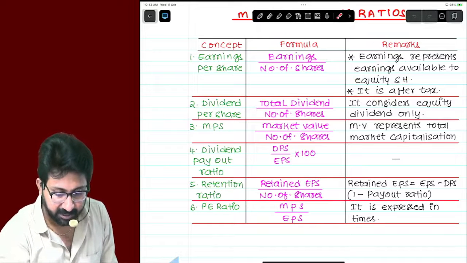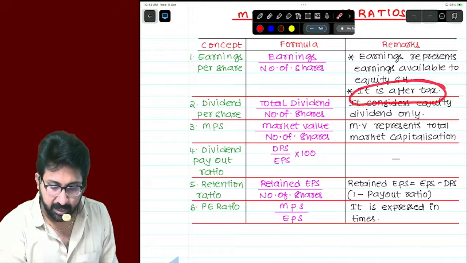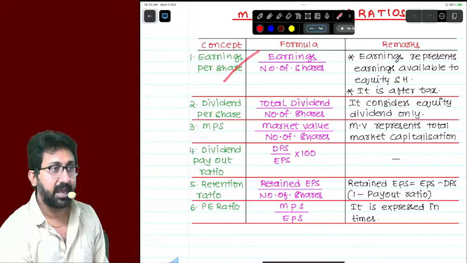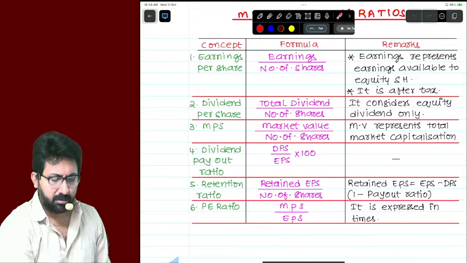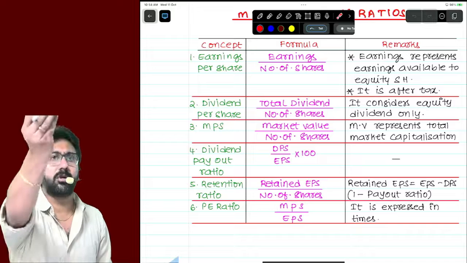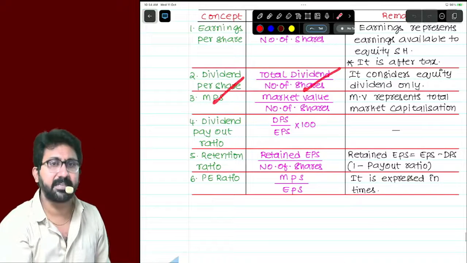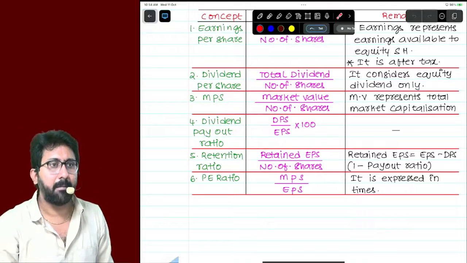Everyone, before tax or after tax? After tax it should be. Up to here everyone understood? What is the formula for EPS? Earnings divided by number of shares. With that knowledge, tell me what is the dividend per share formula? Total dividend divided by number of shares. Very good. Next, MPS. Same. Total market value divided by number of shares.